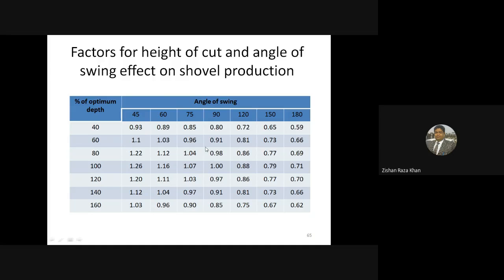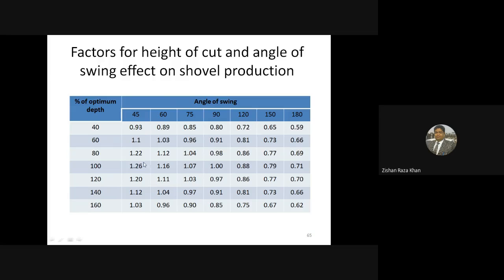So this box is at an advantageous position compared to the standard 90 and 100%. If the angle of swing is from 45 to 75, and the percentage depth of cut is from 80 to 120 degree at least, you are able to have a better production rate than the normal.